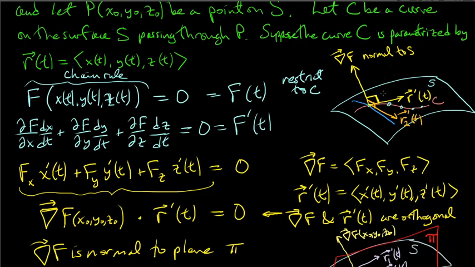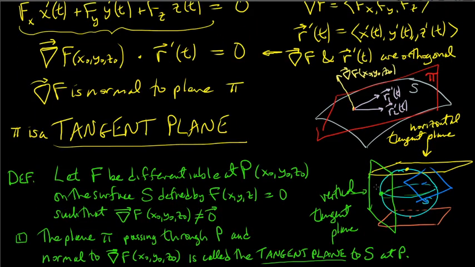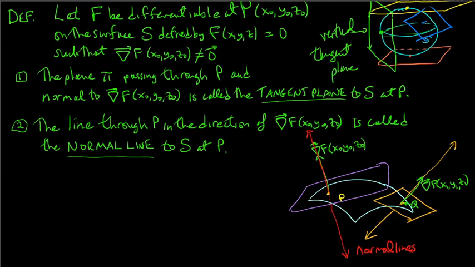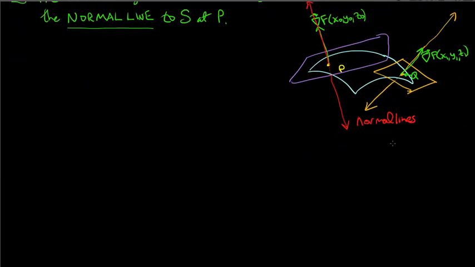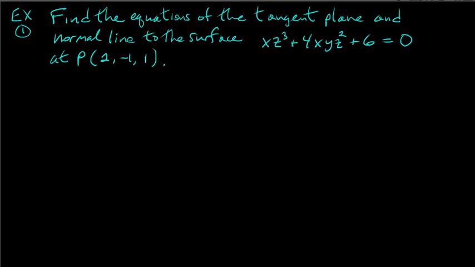So that's the idea. Hopefully these pictures, as sloppy as they are, will give you some intuitive idea. Of course, you can look in the book, and the book has probably better pictures than I can draw here. All right, so let's just do an example. Find the equations of the tangent plane and the normal line, so they want both, to the surface.